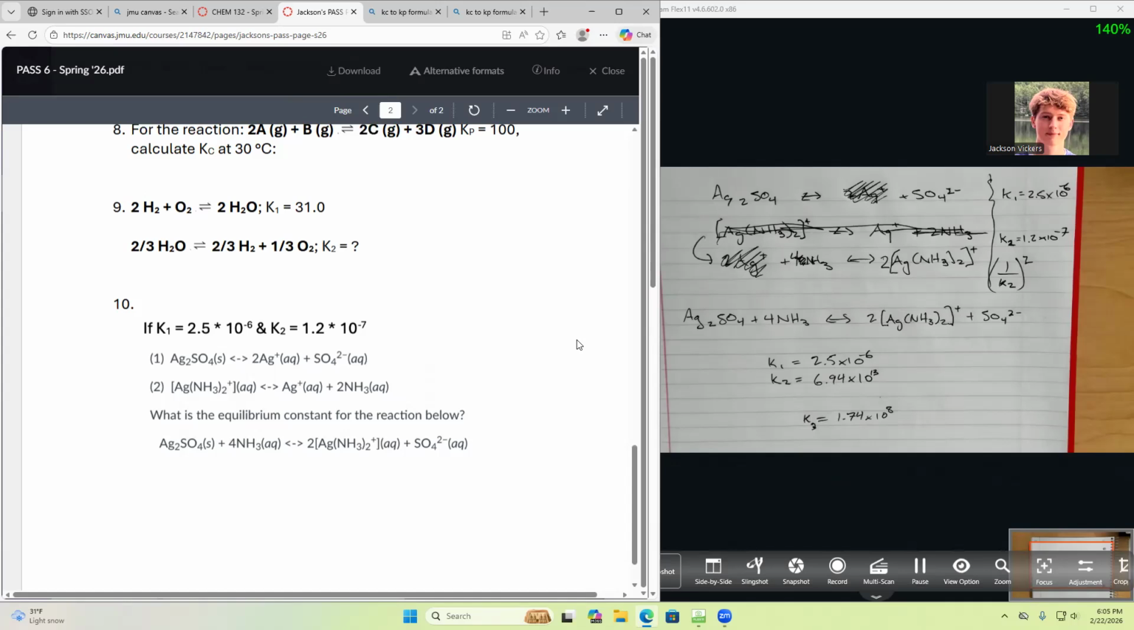And if they didn't reverse at all, but they were multiplied by 2, you would just take it to the second power, without having to do the reciprocal. Yes. Okay. Yep.